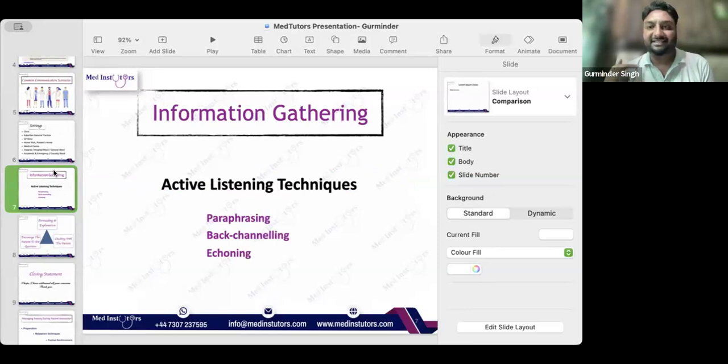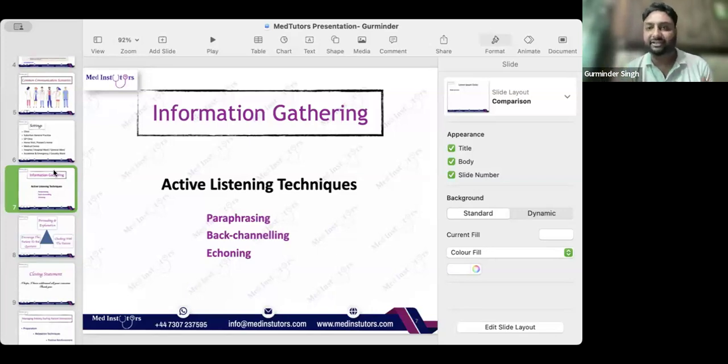When we listen to the patient, we have to show this through three ways: paraphrasing, back channeling, and echoing. We should show these so that OET can understand that I can show active listening techniques in my conversation. Paraphrasing is where you change the information into your own words and restate it. Back channeling is where you give a response after listening to others.